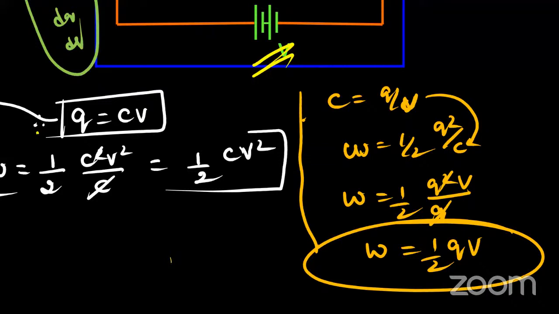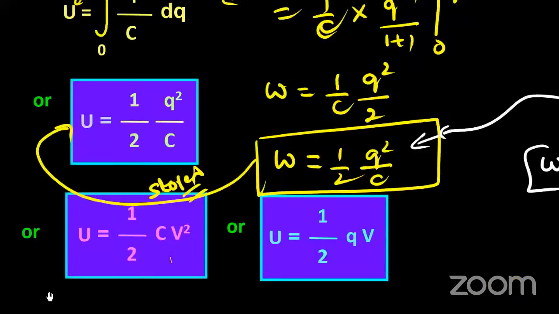We have got three equations. You need to note all three equations. The first one is 1 by 2 Q square by C. The second one is 1 by 2 C V square, and the third one is 1 by 2 Q into V. All done. Good. Okay guys, this is all about the energy stored in the capacitor plates.